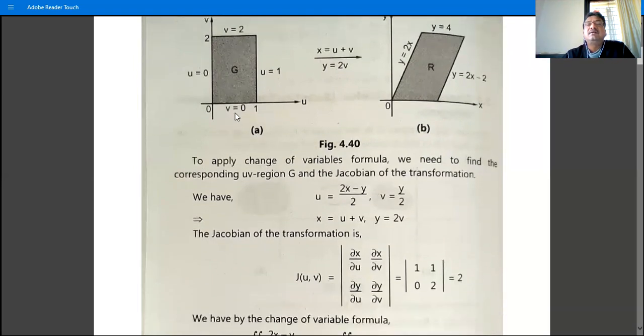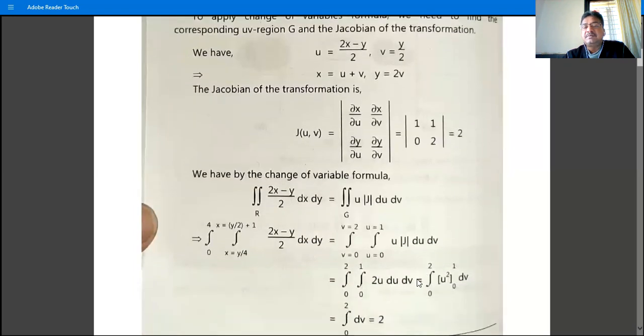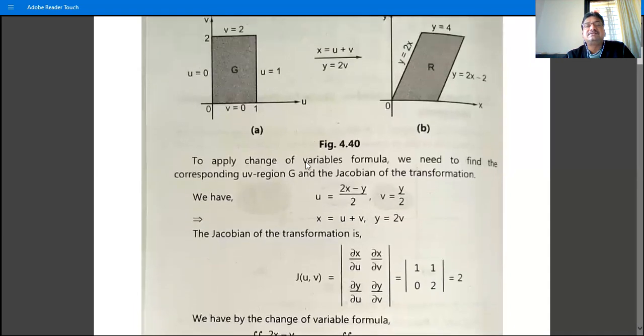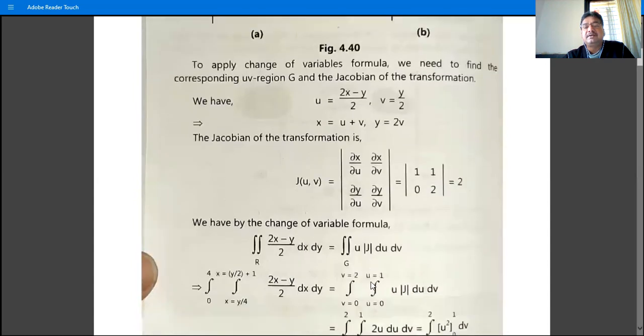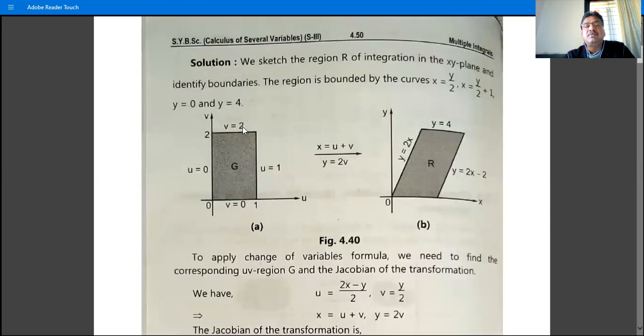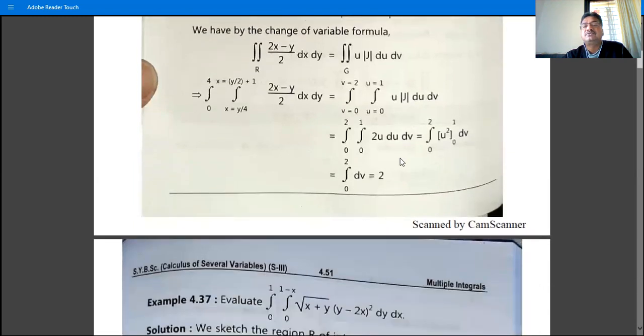And then we have to integrate, suppose with respect to u first, then take a strip parallel to the u axis, like this. One end touches u is equal to 0 and the other end touches u is equal to 1. So u runs from 0 to 1. In order to cover this region, we have to move this strip from this point to this point, that is v runs from 0 to 2. So we have this. This is called a change of variable.